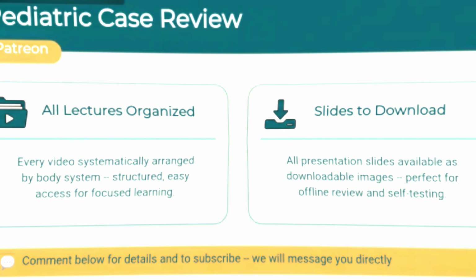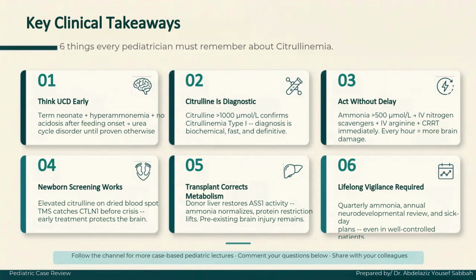Let us bring this together with 6 key takeaways every pediatrician must remember about citrullinemia. First, think urea cycle disorder early. A term neonate with hyperammonemia and no acidosis after feeding onset has a urea cycle disorder until proven otherwise. Second, citrulline is diagnostic. A citrulline above 1,000 micromoles per liter confirms citrullinemia type 1. Third, act without delay. Ammonia above 500 means intravenous nitrogen scavengers, intravenous arginine, and renal replacement therapy now, because every hour adds brain damage. Fourth, newborn screening works and catches the disease before crisis.